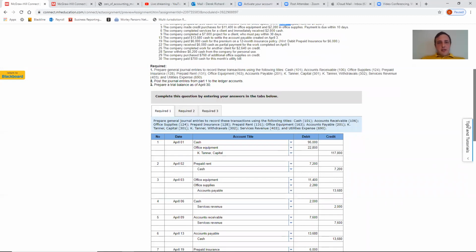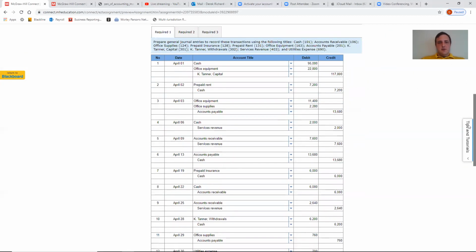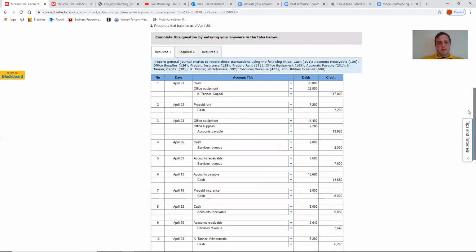Next one, the company made credit purchases. So credit purchases is accounts payable for office equipment and office supplies. Okay, so again, our equipment and our supplies are assets. They're going up. We're going to debit them. And the credit, we now owe this company, that's a liability. We're going to credit that to go up.